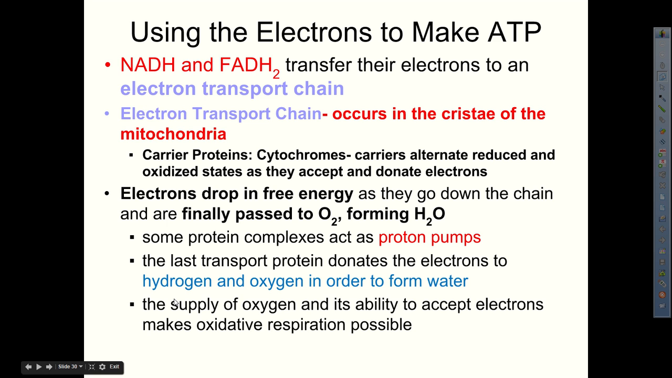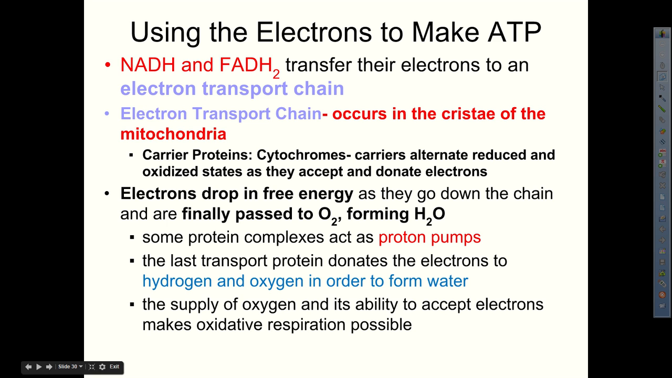So here the electron transport chain occurs within the cristae of the mitochondria. The cristae are those folded membranes of the mitochondria, that inner and outer membrane fold. And within that membrane, there are different proteins, or cytochromes. Each protein is going to pass the electrons from one protein, one cytochrome, to the next. And as those electrons get passed along the chain, they finally get passed to oxygen, and this is where we form water.